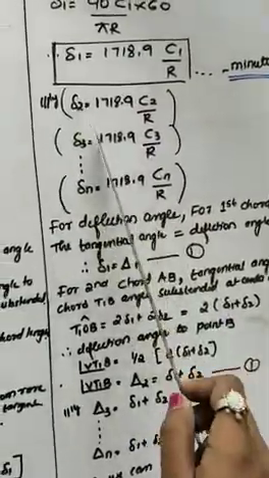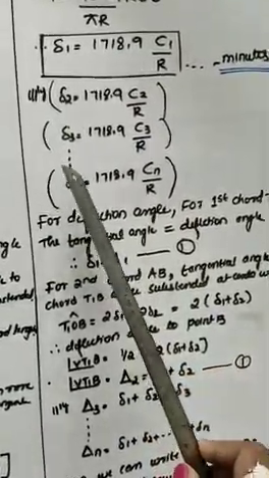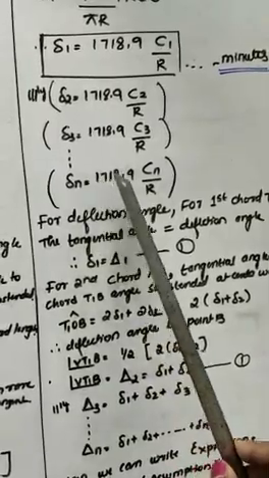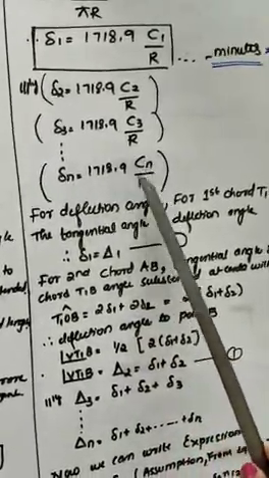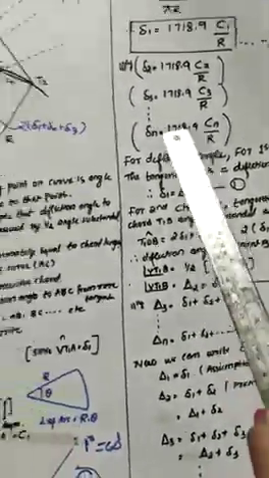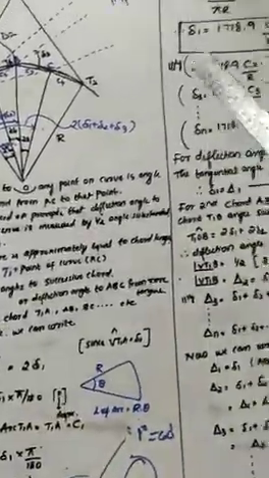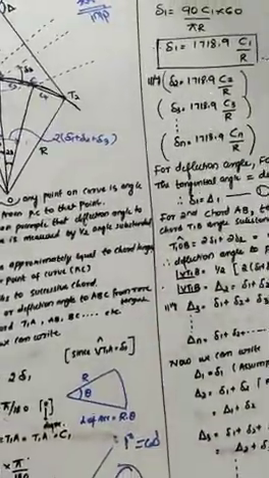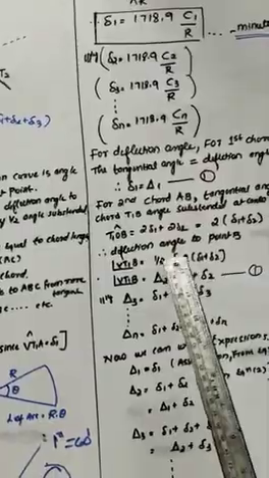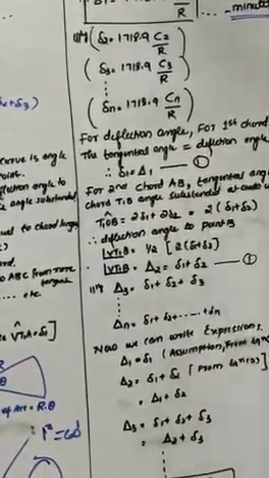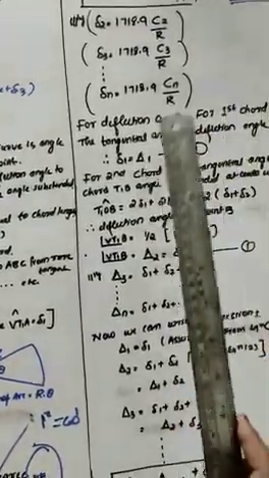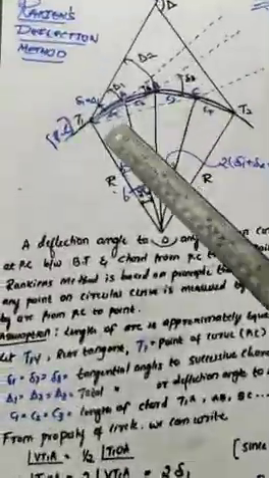In a similar way, if you extend and write for the nth portion, that is delta n, it is nothing but 1718 Cn by R. So we have found the angles for all the tangential angles, that is small delta. Let us understand the total tangential angle or deflection angle, that is capital delta.